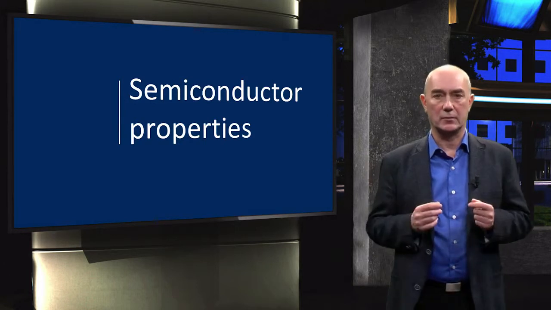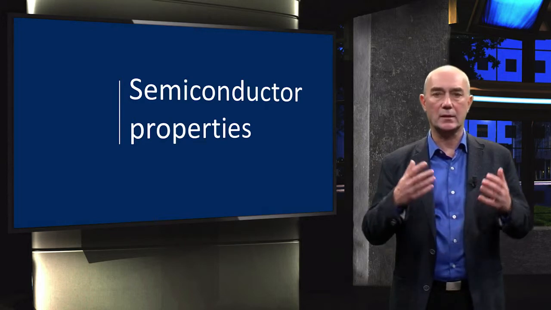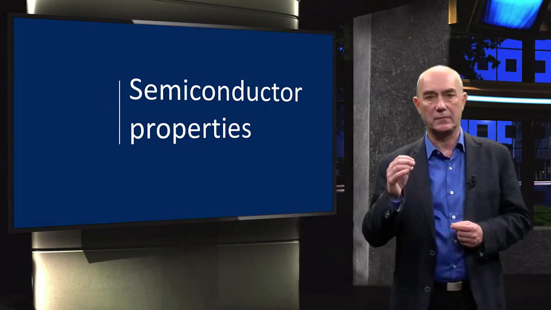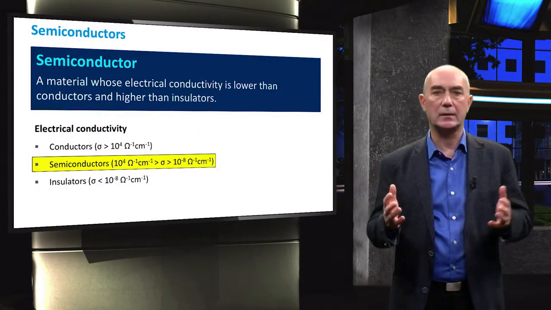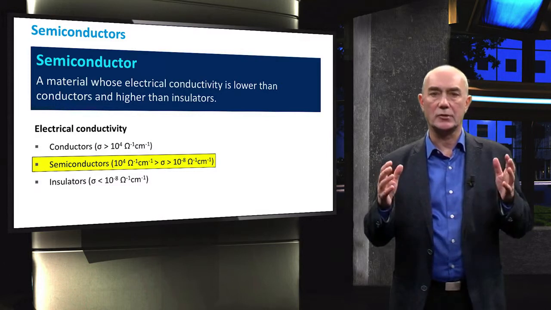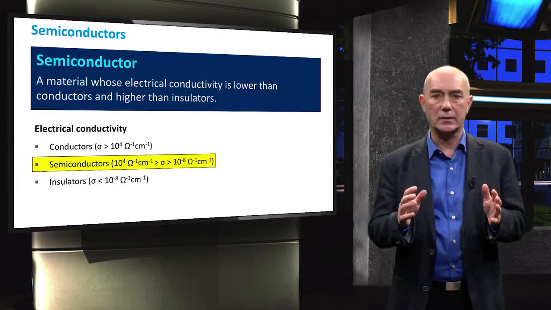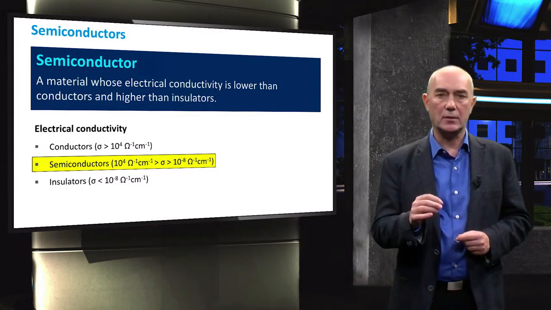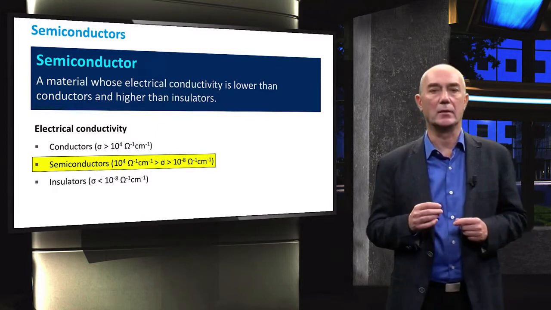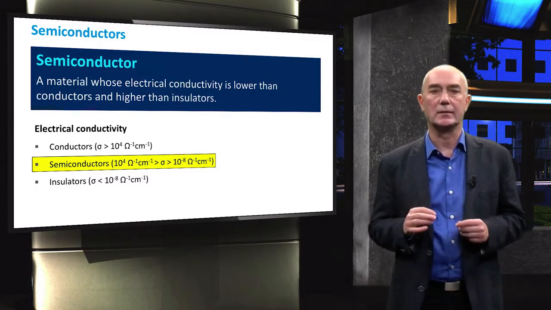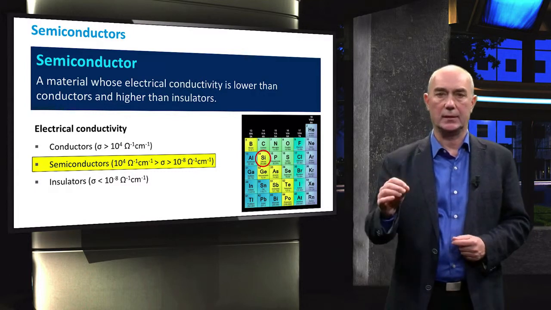But what is a semiconductor? Let's define this term. We will do this by looking at important material properties that define a semiconductor. When we look at materials' ability to conduct electricity, they are generally divided into three classes: conductors, semiconductors, and insulators. A semiconductor is a material whose electrical conductivity is lower than the one of a conductor, but higher than that of an insulator. One example of a semiconductor material is silicon.